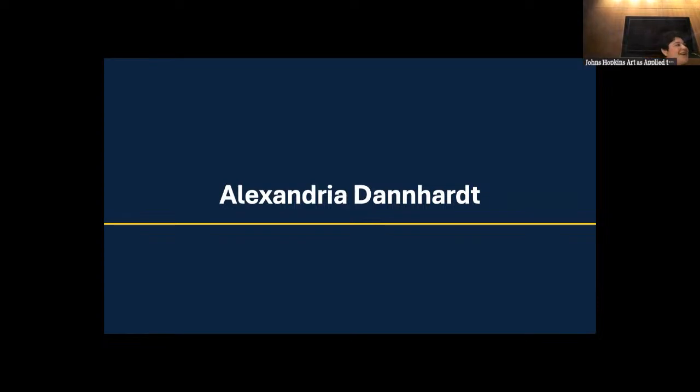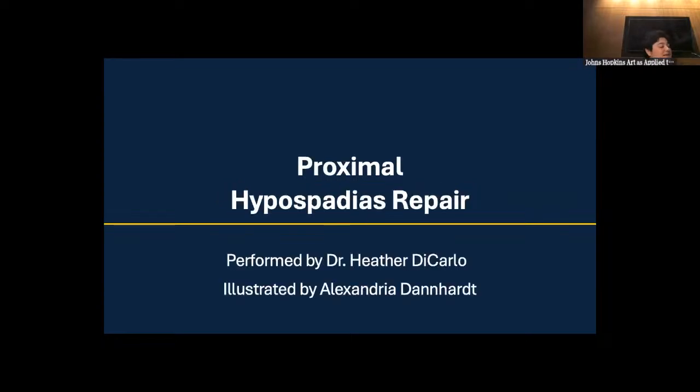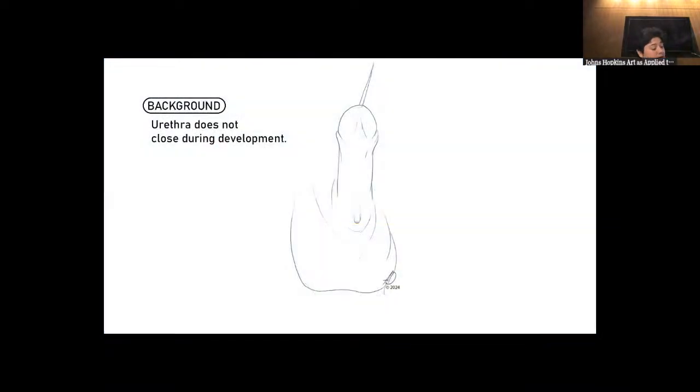We're almost there. So today I will be presenting a proximal hypospadias repair performed by Dr. DiCarlo. I illustrated the final stage of this multi-stage repair. Hypospadias occurs when the urethral plate fails to close during development, resulting in the urethral opening being a bit more proximal than normal. This condition causes issues with urination and later reproduction. So it's important to correct it. It's normally corrected before the age of 2.